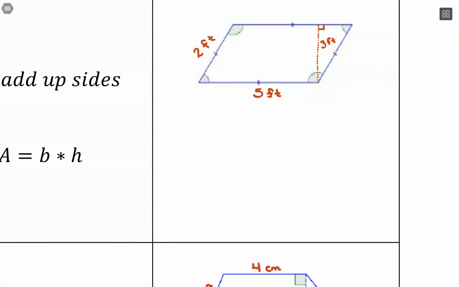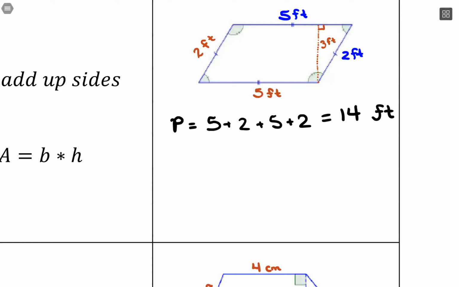So for example, over here, if we have these side lengths given to us, so for perimeter, we have 5 feet, 2 feet, 5 feet, 2 feet. So with this, what we can do is just start adding up. So 5 plus 2 plus 5 plus 2, or you could even use that shortened form from the rectangle, but that should be 14. And then we'll just copy our units of feet.